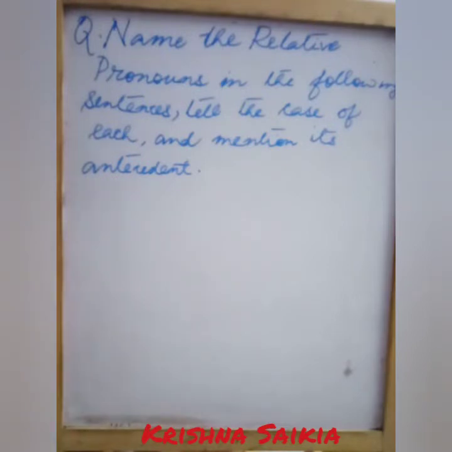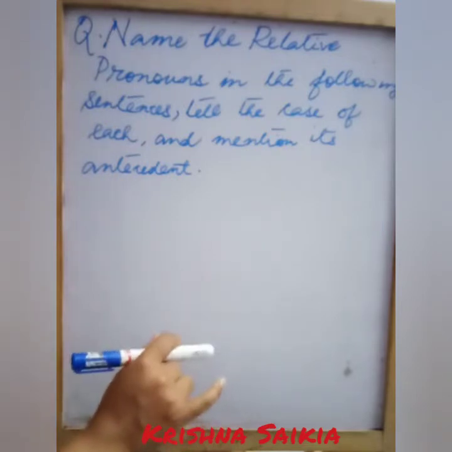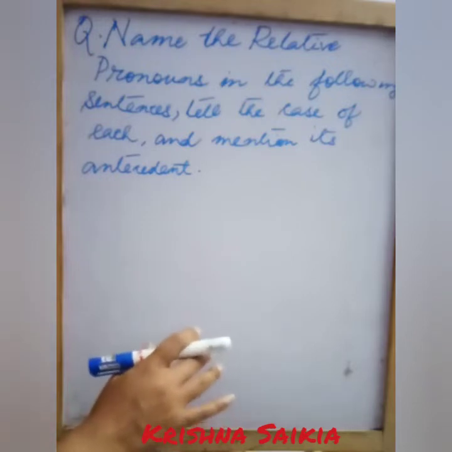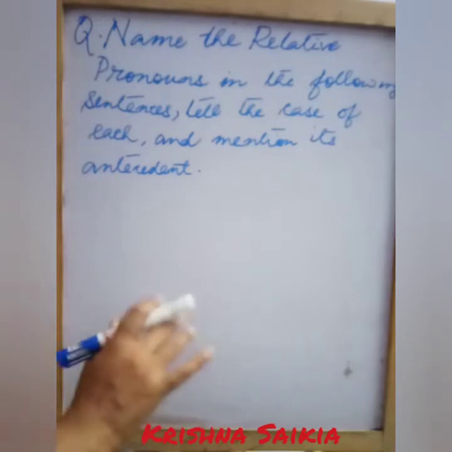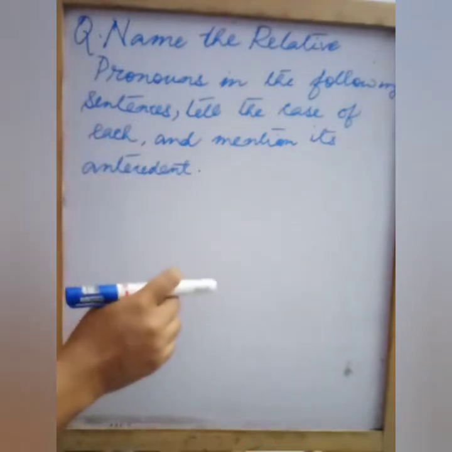So before we start with the exercise, we will just do a short recap of what actually a relative pronoun is. If you remember, a relative pronoun is also known as what? Conjunctive pronoun. Why? Because a relative pronoun is a pronoun which has a dual role to play. It also acts as a pronoun and it also joins two sentences. Hence it is known as a conjunctive pronoun. It might be called a conjunctive pronoun, but it is more popularly known as a relative pronoun.